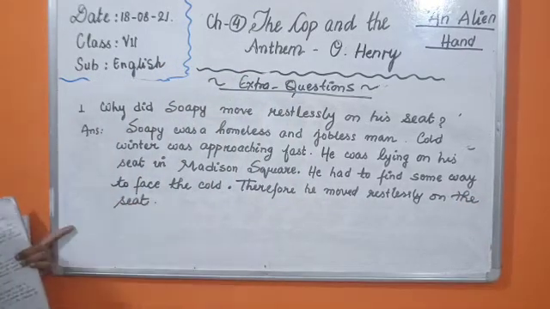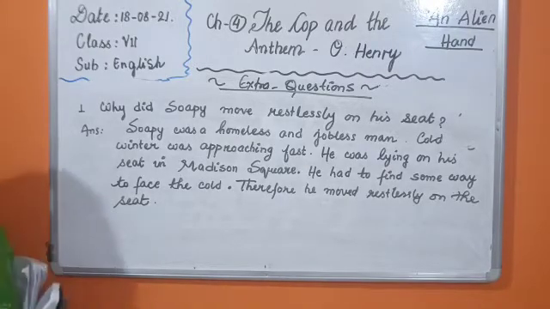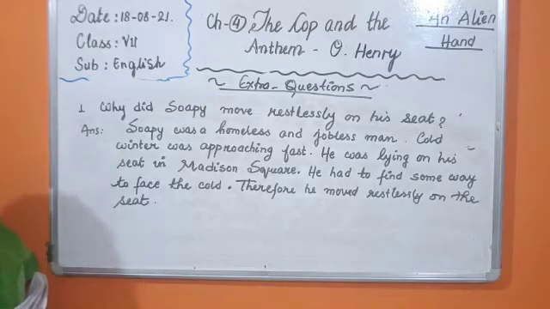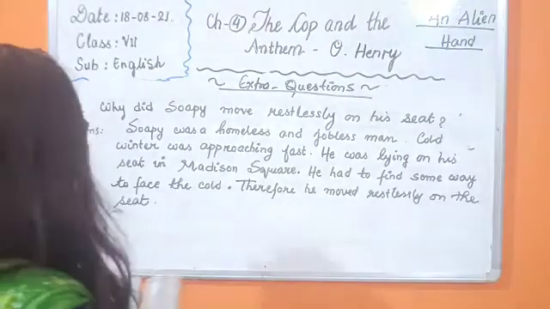Yes, children, this is the first extra question. Why did Soapy move restlessly on his seat? Soapy was a homeless and jobless man. Cold winter was approaching fast. He was lying on his seat in Madison Square. He had to find some way to face the cold. Therefore, he moved restlessly on the seat. Yes, children? So, moving to the second question now.